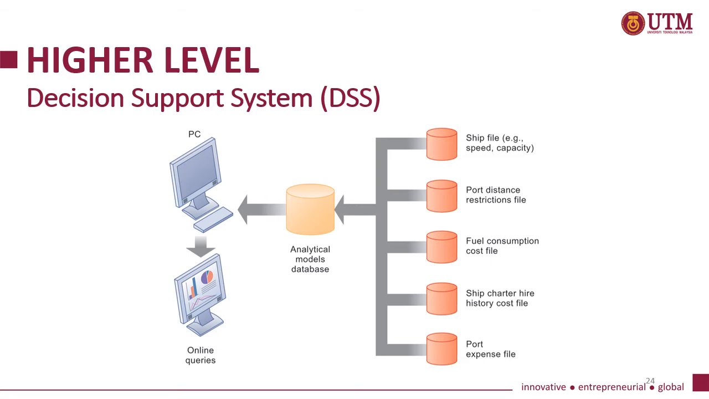This slide shows an example of a decision support system. In this example, the analytical model database takes 5 main data: the ship file, for example, the speed or capacity, the port distance restriction file, fuel consumption file, ship charter hire history cost file, and port expense file. The analytical model database will then be processed by PC and it will be available for online queries.